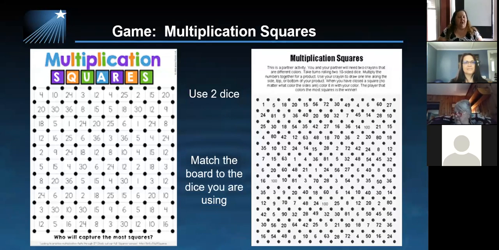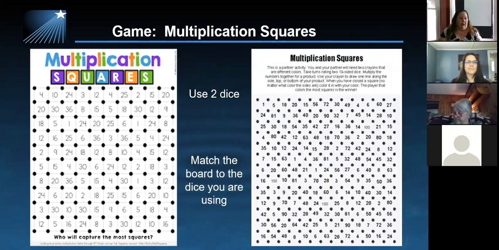So multiplication squares is played similarly to that. You will use 2 dice to play the game, and you want to make sure that you have the right game board for the dice that you have. In this case, this one here, multiplication squares, is set up for use with dice that are 6-sided, because the highest number that it goes to is 36.